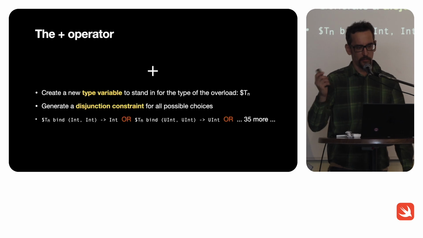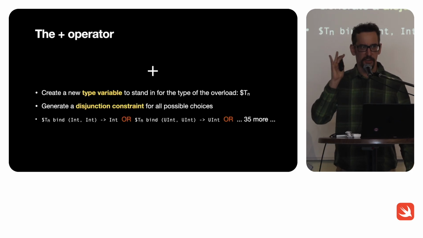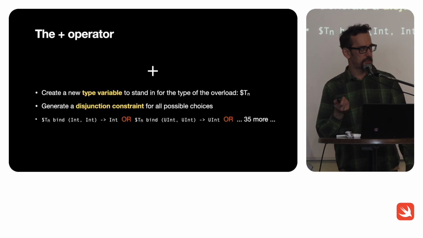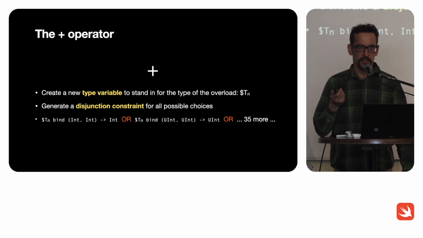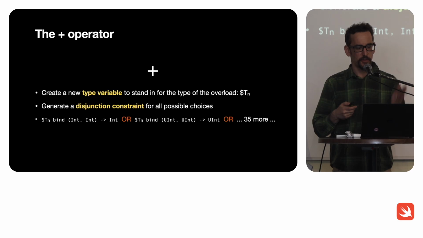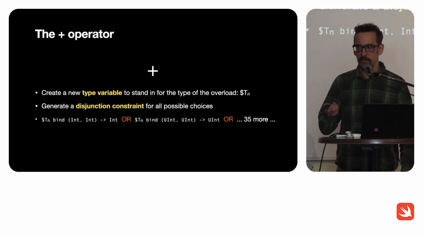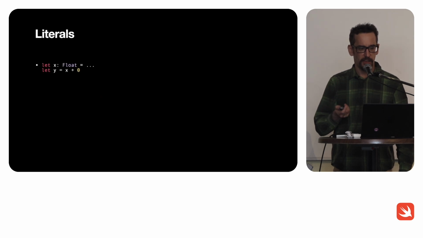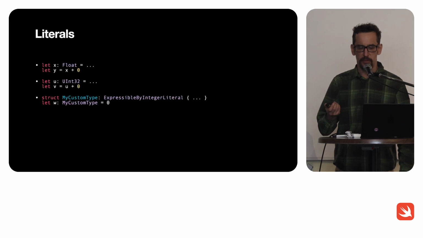And if I just have a single expression that consists of plus and nothing else, then we have to create a type variable to stand for the type of that overload, and we generate a disjunction, which is just a fancy way of saying "or", that lists all those possibilities for the type that this overload might have. And literals, like 0, can be a float or an int or even my custom type that implements the integer protocol. And all of those are just written as 0.